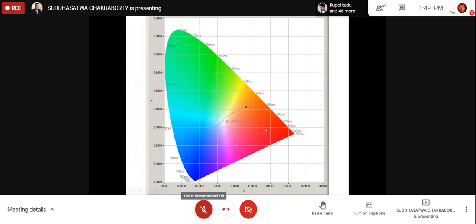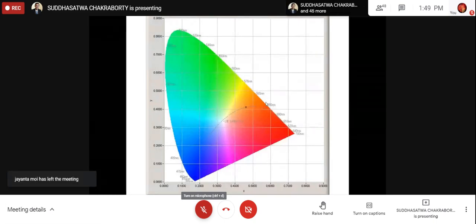So that locus, this Planckian locus, is an indication that if we plot Max Planck's blackbody radiation for the different operating temperatures in the color space, that's how it looks. It is very clear that as the operating temperature increases, more and more, the color will be shifting towards the shorter wavelength. So that's how it is getting shifted.